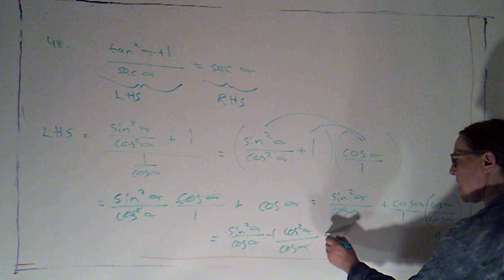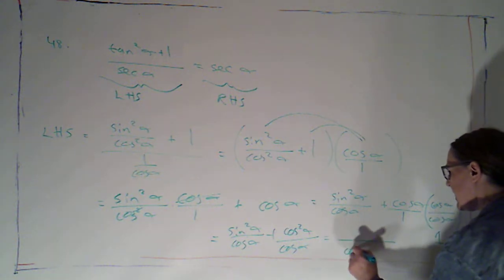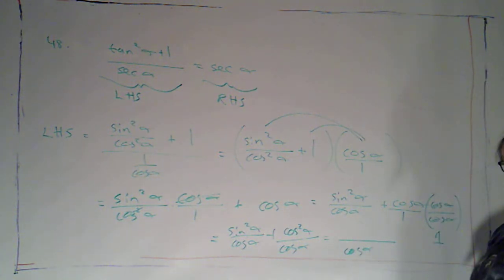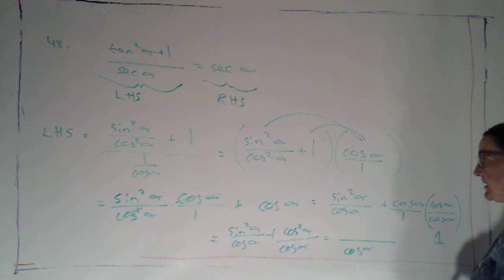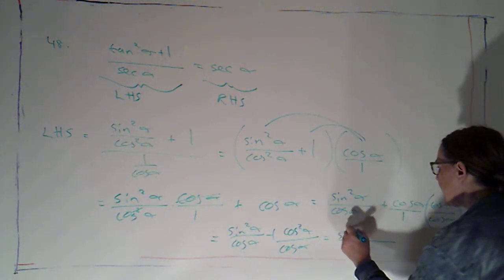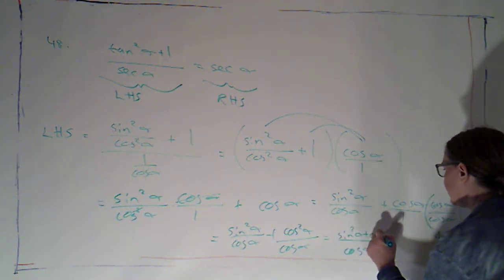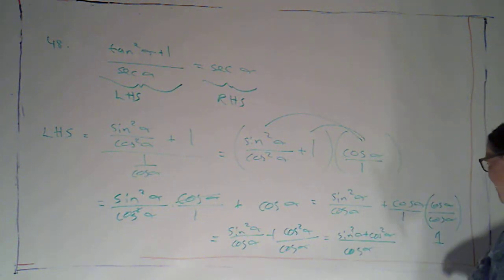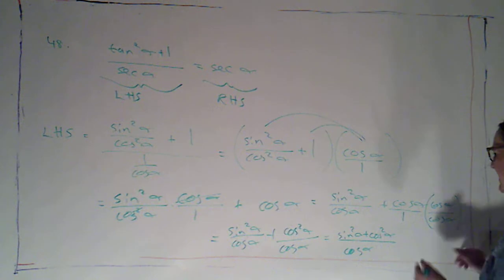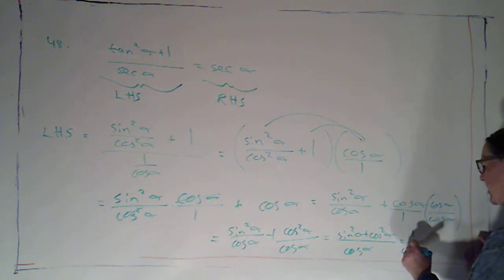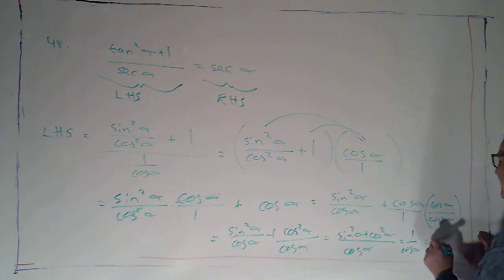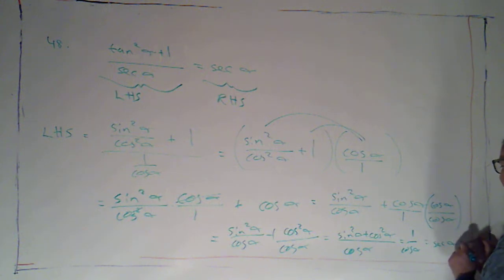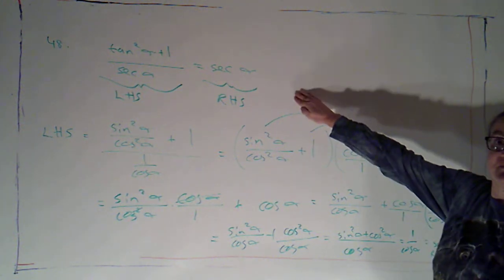Once I have that common denominator, I can write this as one fraction with a cosine of alpha in the denominator. On top, look at that. Sine squared plus cosine squared, which I know is just 1. So I can say that's 1 over cosine of alpha. That is secant of alpha, and that was my right-hand side.